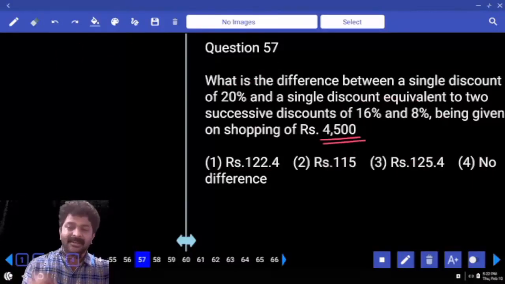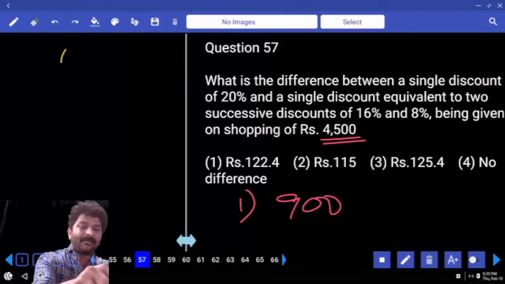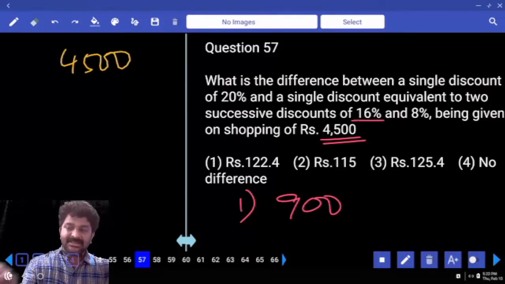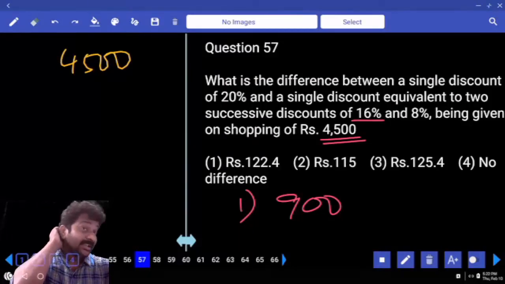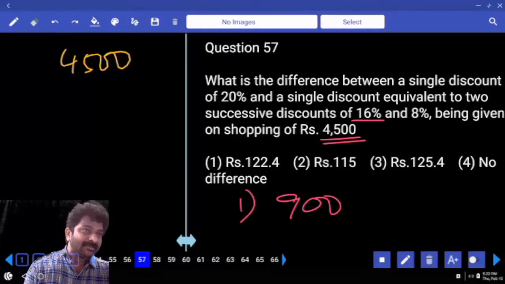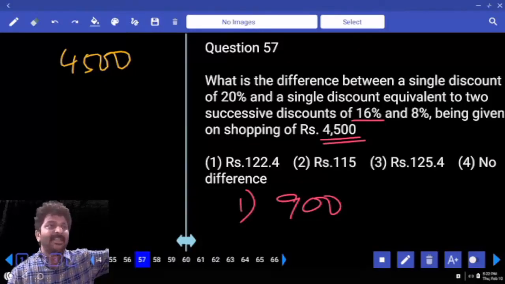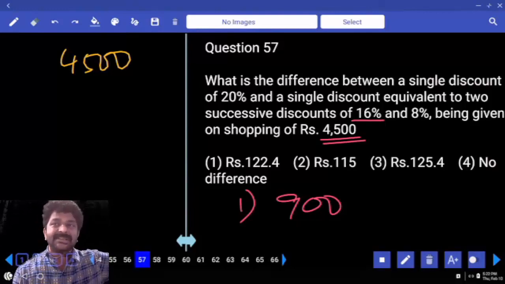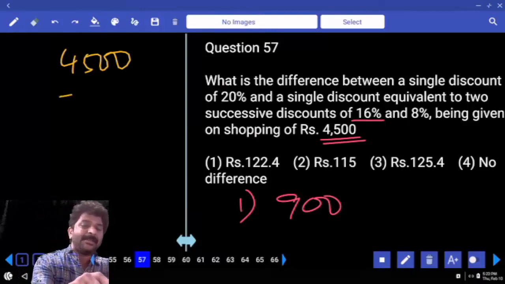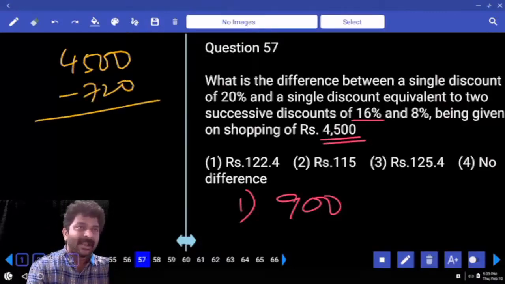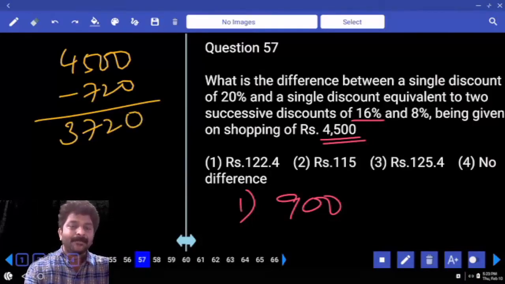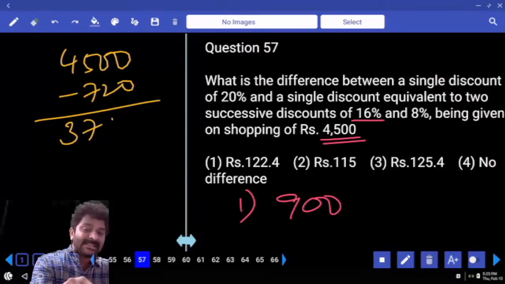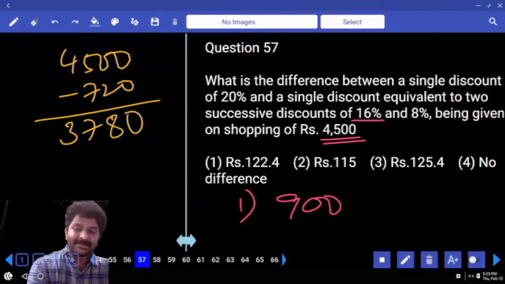20% of 4500, that is equal to 900. This is first discount. Now, upon 4500, they are charging 16%. How do you get 16%? 20% minus 4% only. 20% already calculated, 900. 2%, 90. 4%, 180. 900 minus 180, 720. Now, if you subtract 720 from this number, remaining value is 3780. On this, we have to calculate 8%.